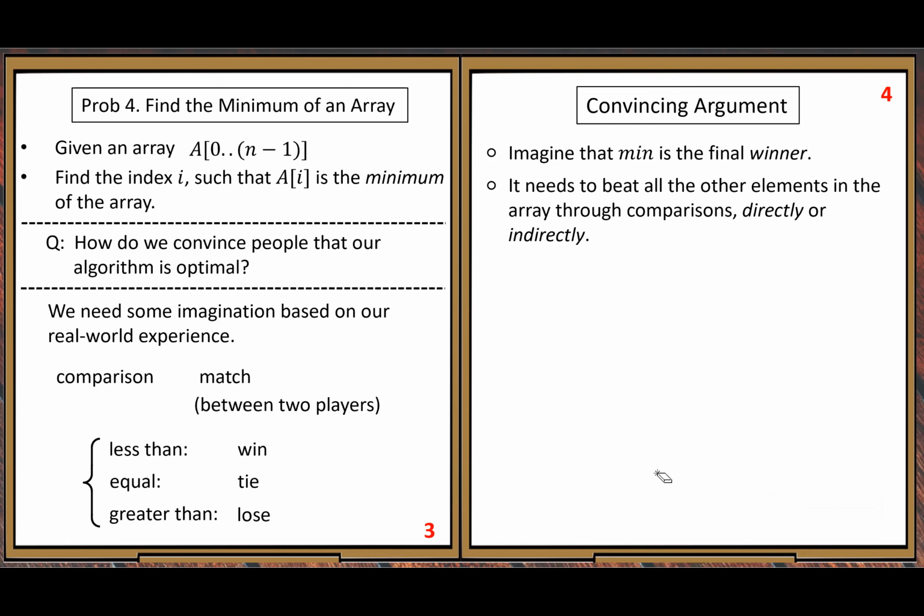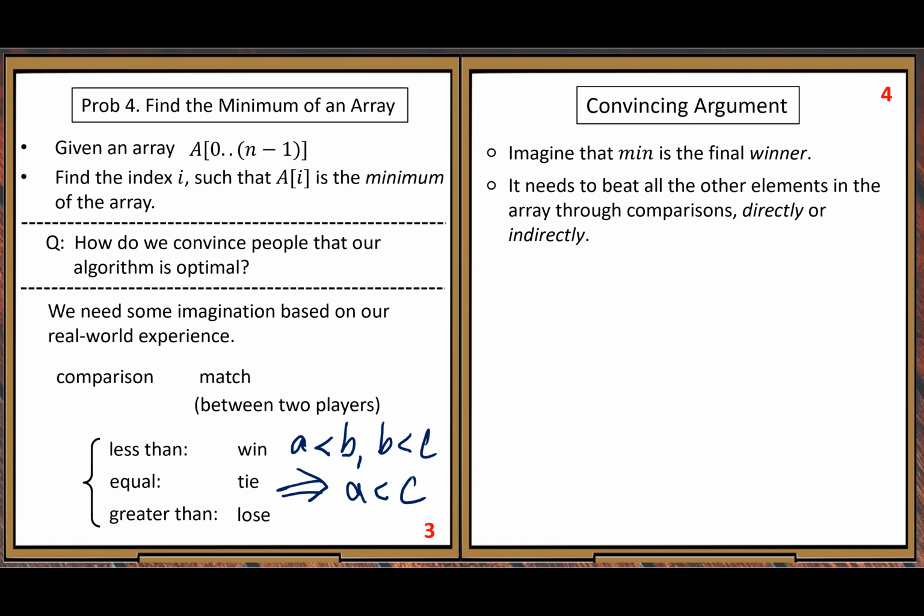Let me do it here. Here, remember, we use less than. A less than B and B less than C, then we have A less than C, right? In math, we call it the transitivity property. If we know A less than B and B less than C, then we automatically have A less than C.